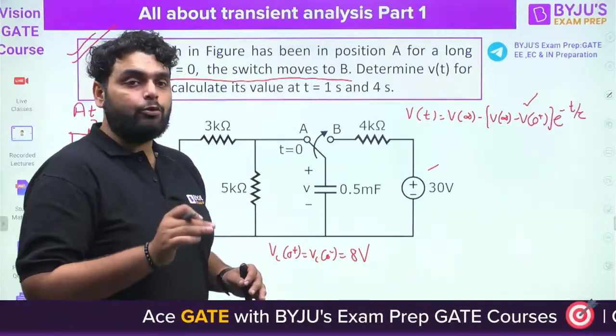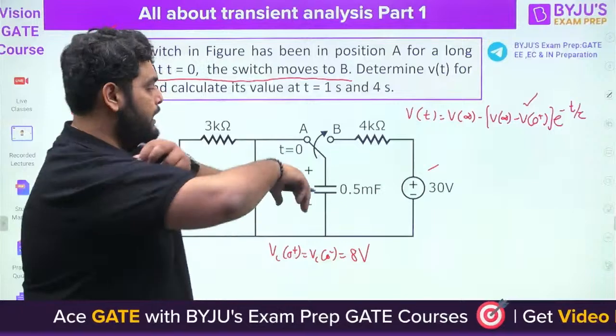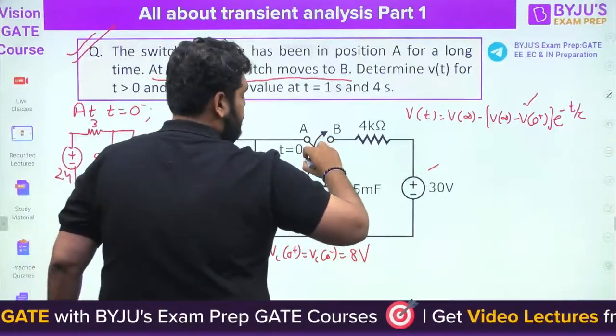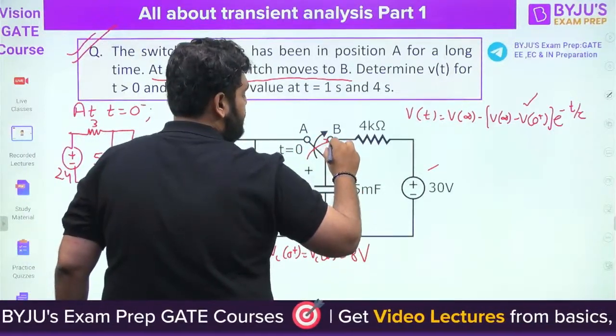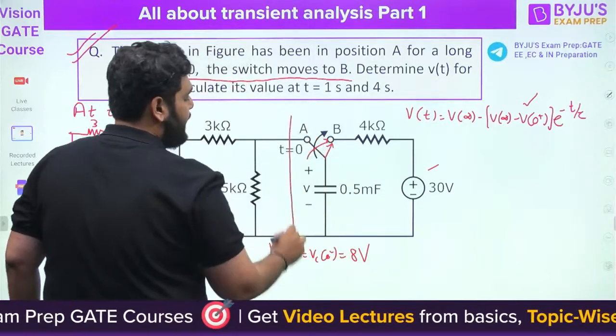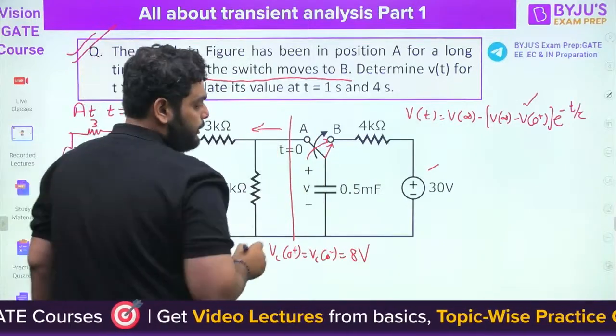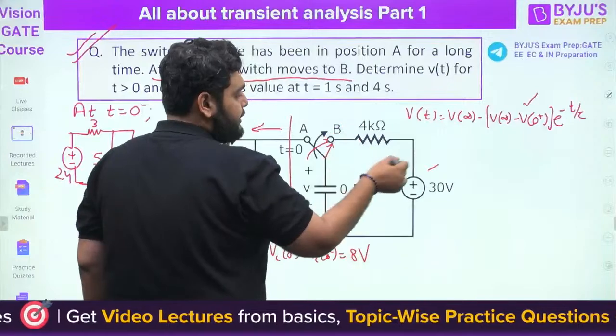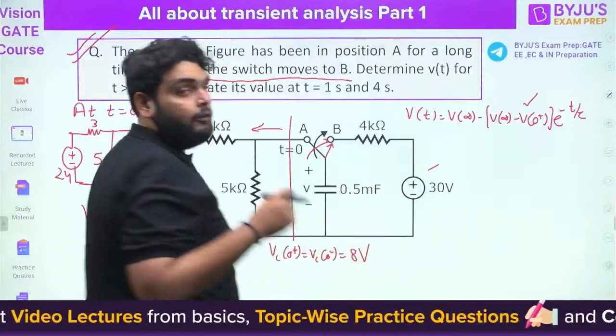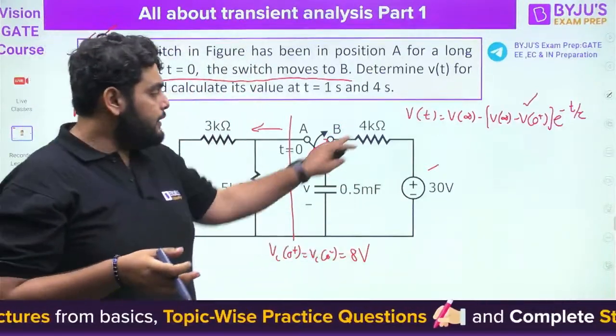Now let's see how to find out the voltage at infinity. So once the switch will switch to position B, है ना? The switch is at position B. This side of circuit is not going to be important here. Now for t greater than 0, this circuit is important.